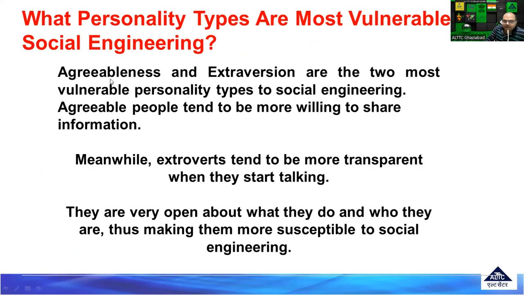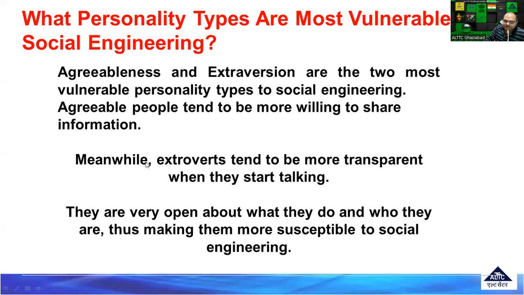One important thing: agreeableness and extraversion are the two most vulnerable personality types in social engineering. Agreeable people tend to be more willing to share information. That means if someone calls Ravi to offer, say, an insurance policy, and he is interested, then he will give out all the information, whether he takes the policy or not. That is a vulnerability.